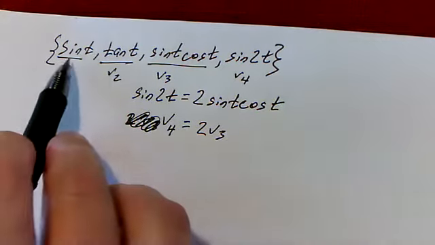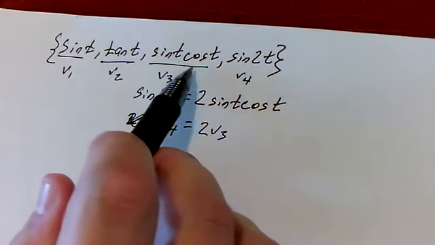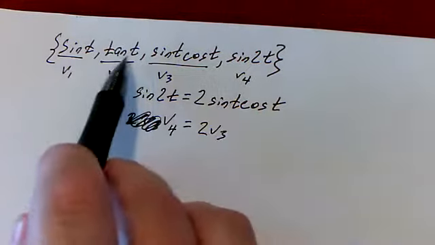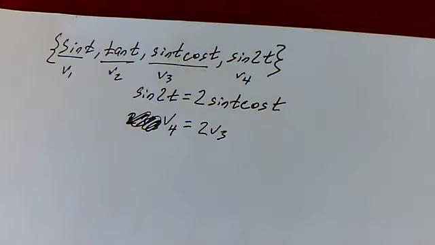Because there's not any multiple of sine that gets us tangent. There's not any multiple of sine that gets us sine times cosine, right? Cosine is not a constant number. If one of these vectors was just 2 tangent t, that's clearly a multiple. So you're always looking for vectors that are multiples of another vector.